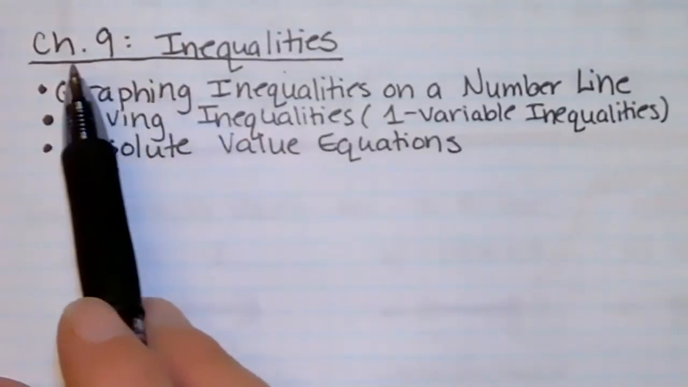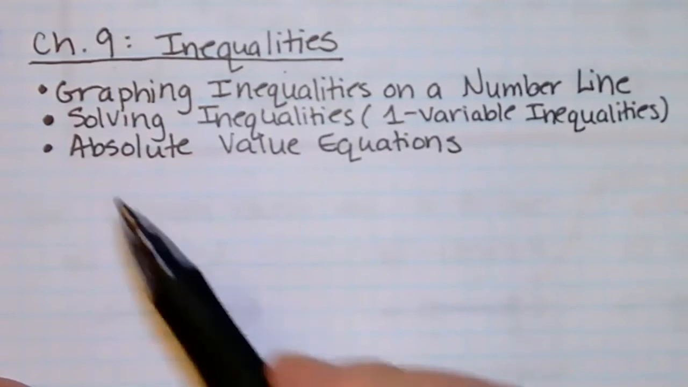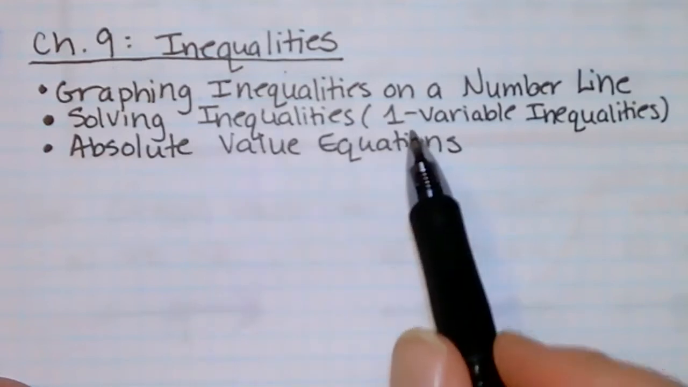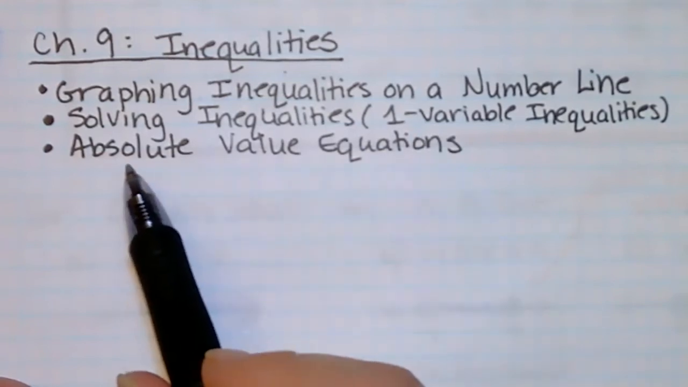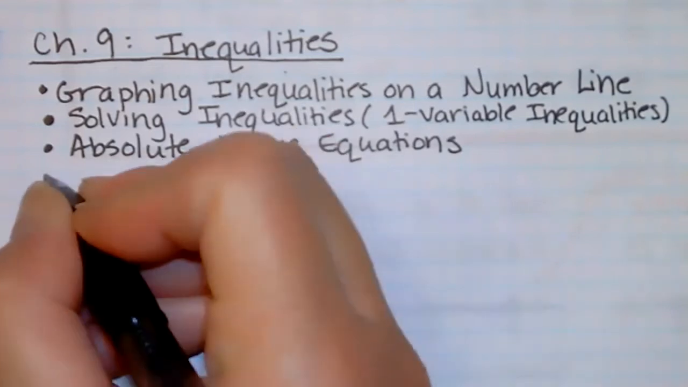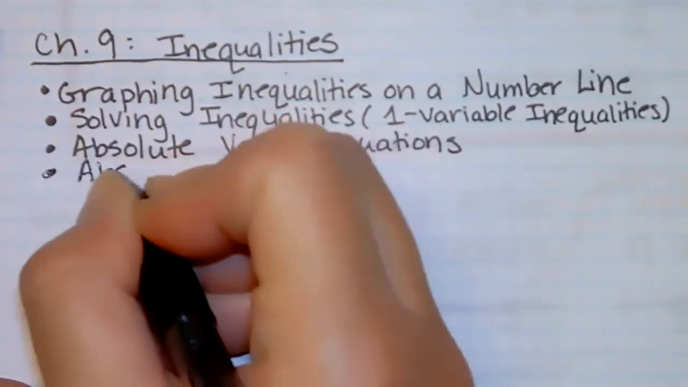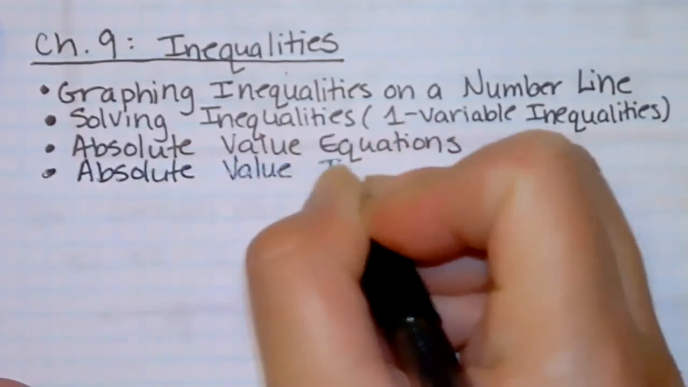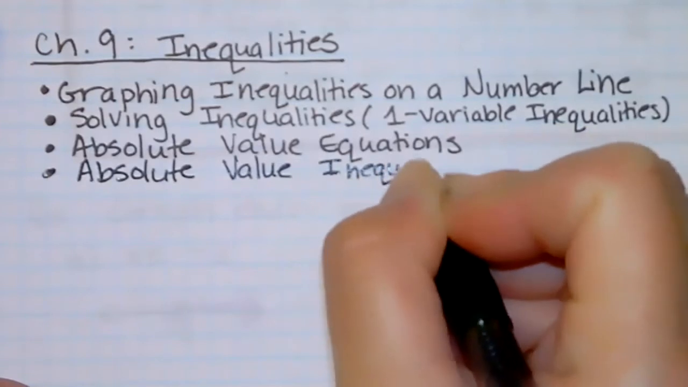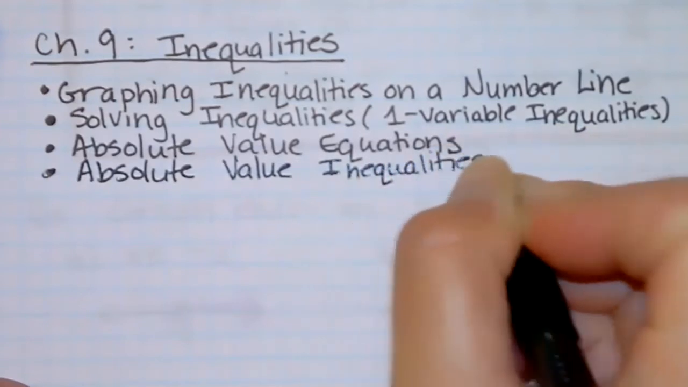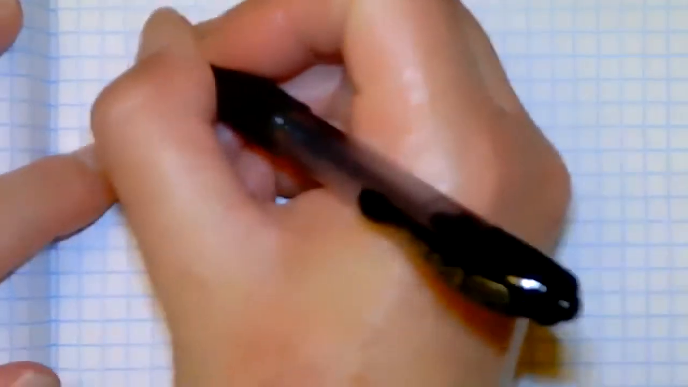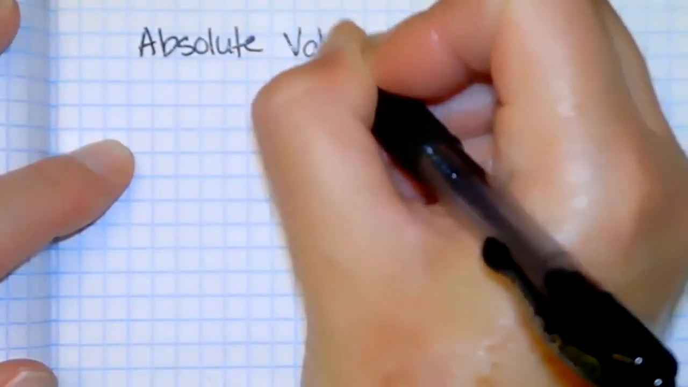So again, still continuing with chapter 9, inequalities. We've done graphing inequalities on the number line. We did solving inequalities, one variable inequalities. And we did absolute value equations. And now we're going to do absolute value inequalities.